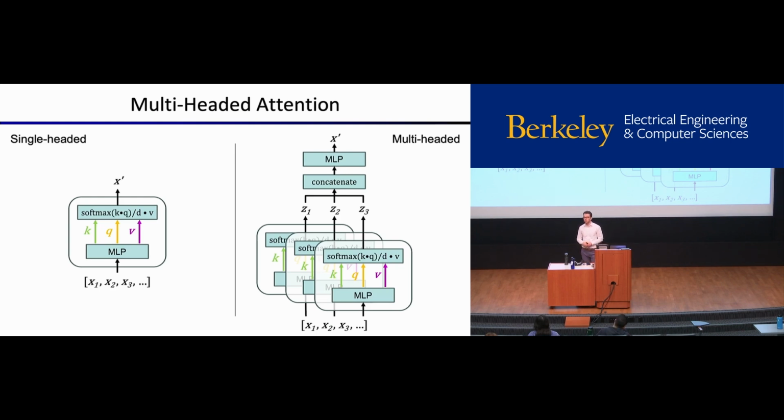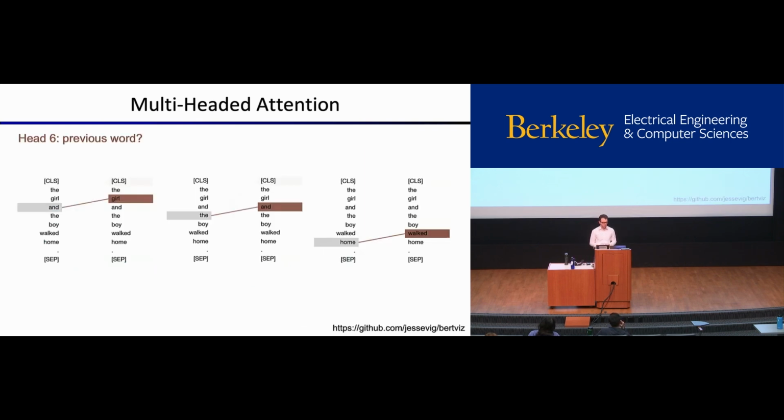Okay, so why do we want multiple heads? Why do we care about multi-headed attention? Well, because it lets us do stuff like this. So here's one of the heads that this network might develop over time. Our sentence here is, the girl and the boy walked home. And this particular attention head, I'm visualizing on the left in gray.